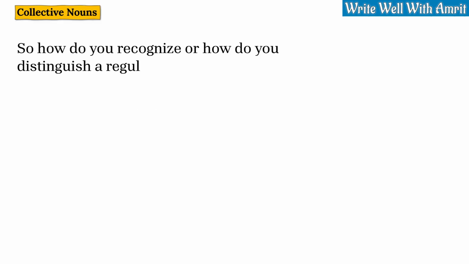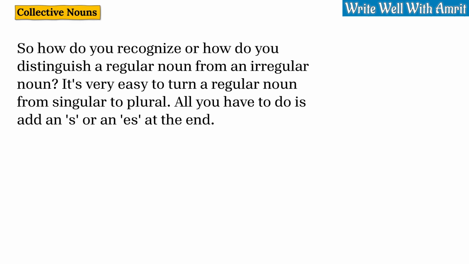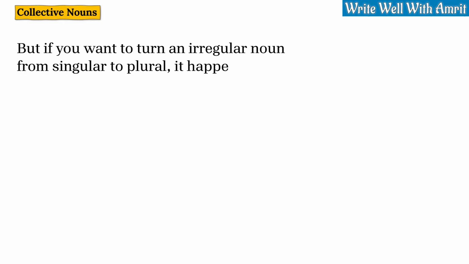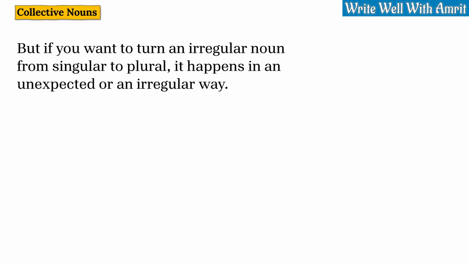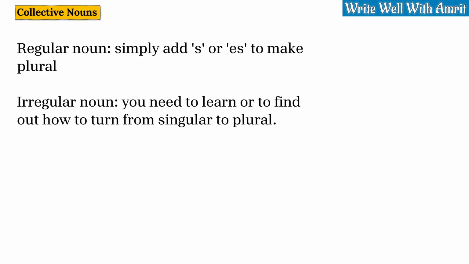So, how do you recognize or how do you distinguish a regular noun from an irregular noun? It's very easy to turn a regular noun from singular to plural. All you have to do is add an s or an es at the end. But if you want to turn an irregular noun from singular to plural, it happens in an unexpected or an irregular way. Regular noun. Simply add s or es to make plural. Irregular noun. You need to learn or to find out how to turn from singular to plural.